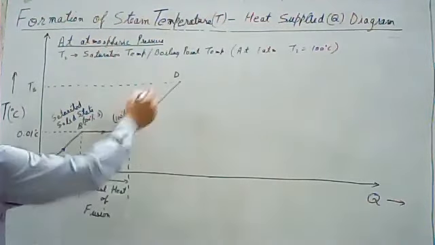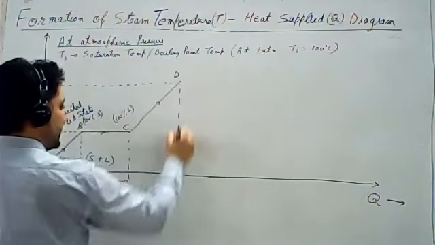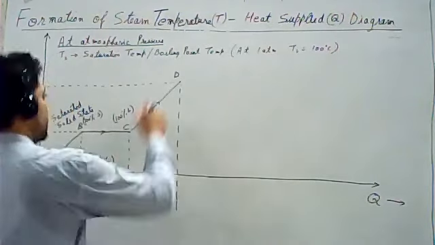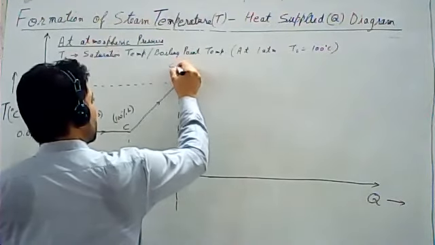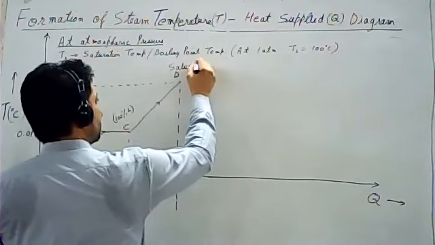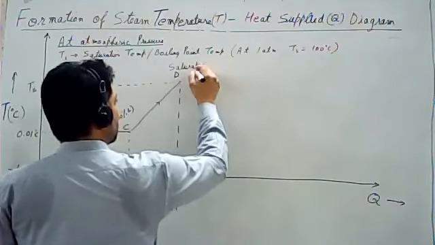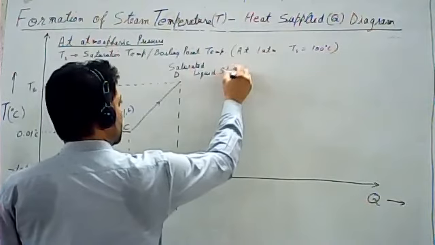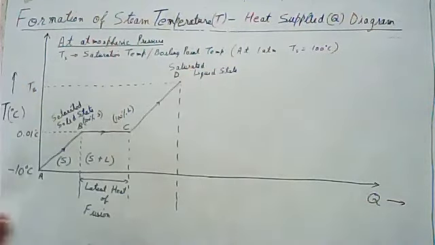Now this point D is reached. If I move forward, here what we have done is we have increased the temperature of water till it reaches the saturated liquid state. D point is your saturated liquid state.